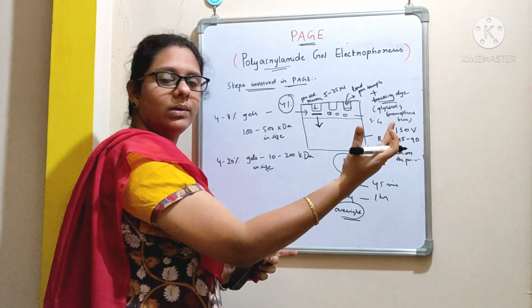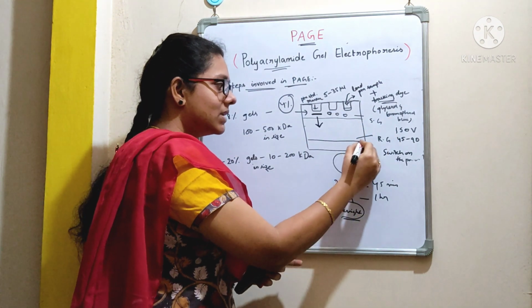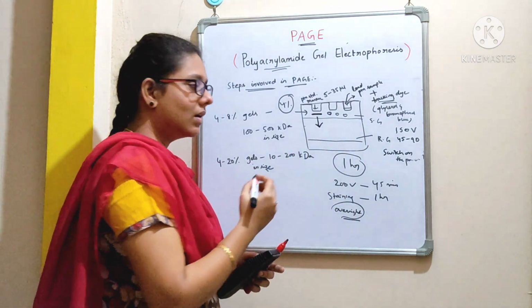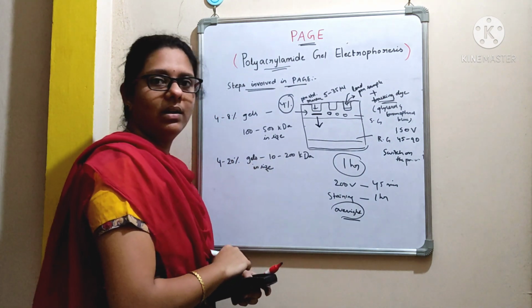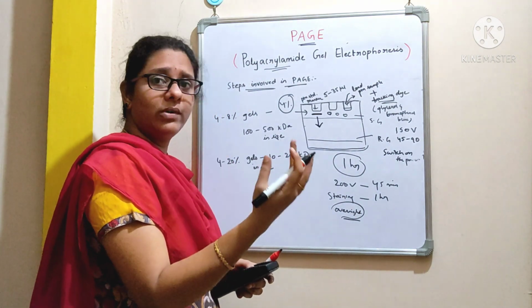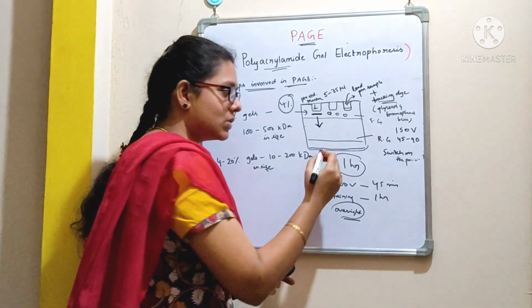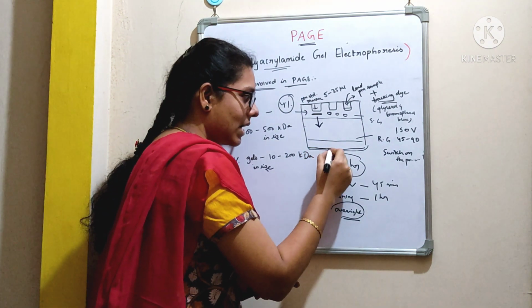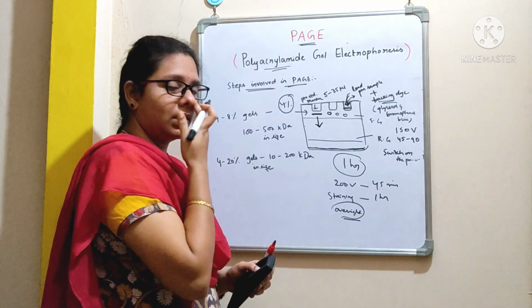See, I already told you the importance of tracking dye, right? You can easily make out how far the gel has run. Okay, wait till the dye reaches the end of the gel. Okay, don't leave it for more time, otherwise the proteins will leave the gel. Just wait till the dye reaches the end of the gel and then switch off the power.